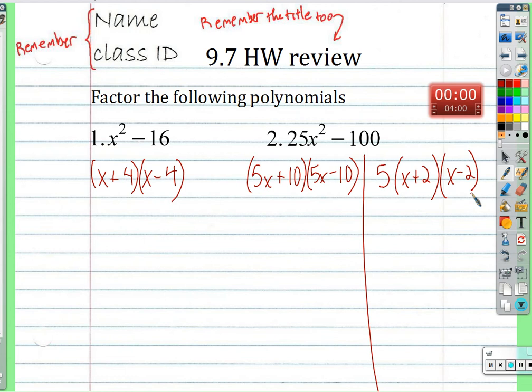Let's see if this works. Let's multiply these together. X squared minus 4. That's what this is going to multiply out to be. You get 2x minus 2x is going to be 0. And then that 5. Doesn't work. So we got 5x squared minus 20. We're supposed to get 25x squared minus 20. Okay, wait, what about if this was a 25 instead of 5? Yeah. 25x squared, 25 times 4 is.